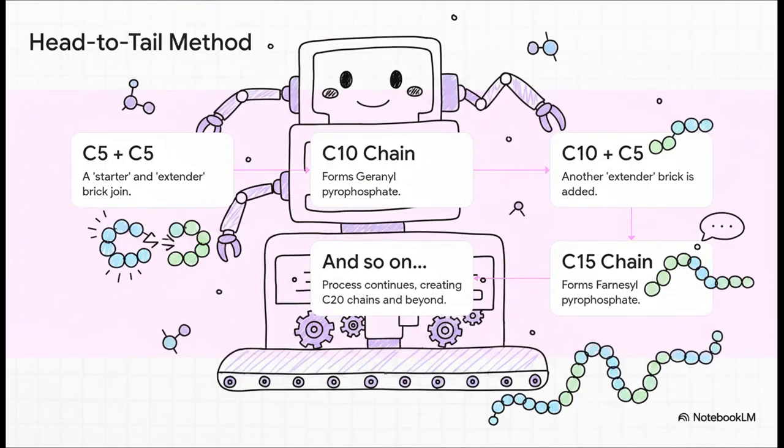Okay, so an enzyme called prenyltransferase acts like a master builder, linking these units together in what's called a head-to-tail fashion. One starter and one extender click together, and boom, you get a 10-carbon chain. Add another extender, now you've got a 15-carbon chain. Add another, you get 20, and it just keeps going. It's a beautifully simple linear assembly line.